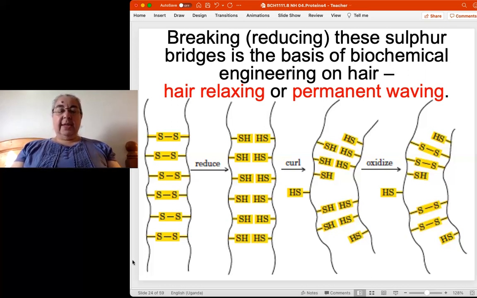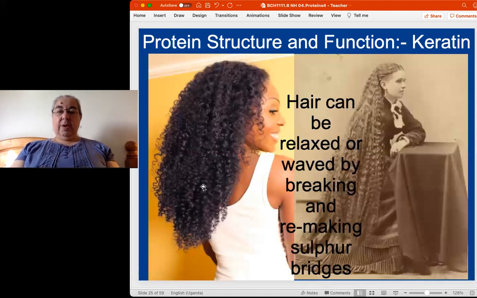Okay, so that's hair relaxing, and I don't know if you've ever smelt what it smells like when the chemicals are working on hair, you can often smell a very strong smell of sulfur, a smell of bad eggs, if you like, a smell that's coming from these disulfide bonds being broken, and hydrogen sulfide can also be released by this process and gives that strong smell. Okay, so hair can be relaxed or waved by breaking and remaking disulfide bonds, sulfur bridges.